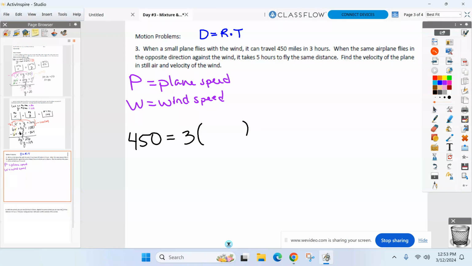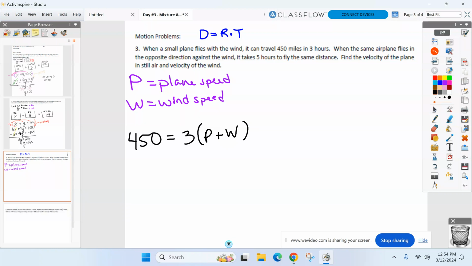Now let's talk about the rate. It's going with the wind, right? So the wind and the plane are both going in the same direction. Agreed? So when they go with the wind, the rate is going to be those two speeds added together. Because I'm going with the wind, so they're working together, not against each other. That's why I'm adding the speeds together. So distance equals rate times time.